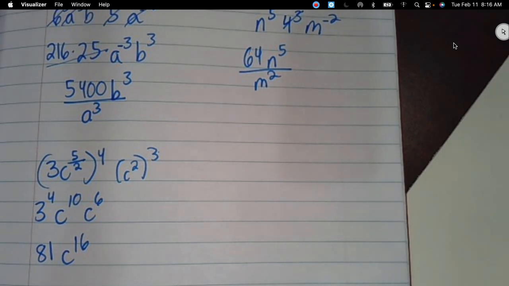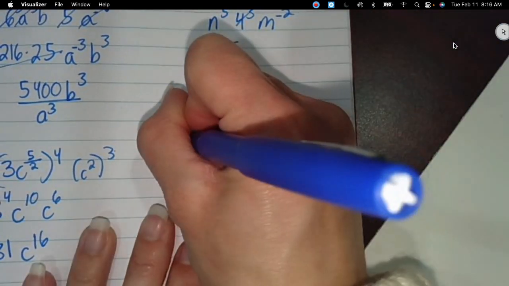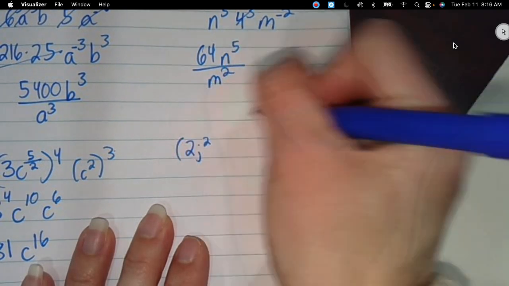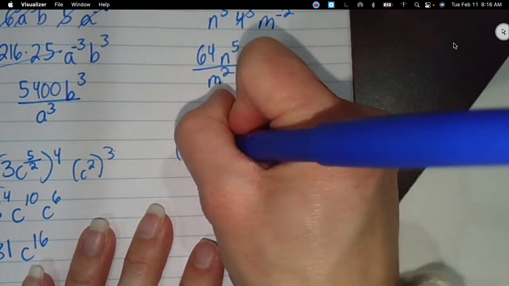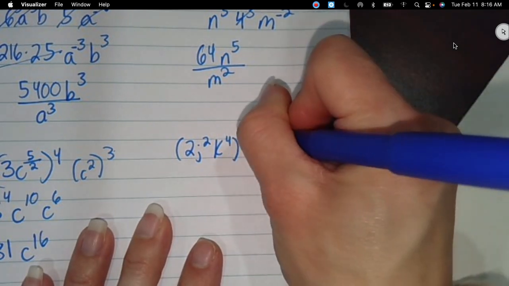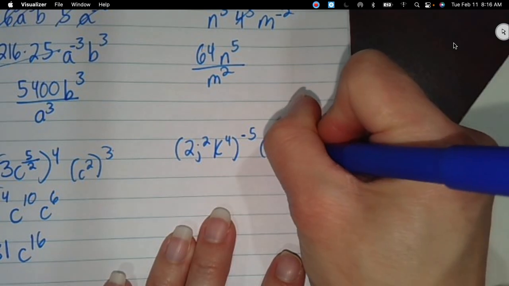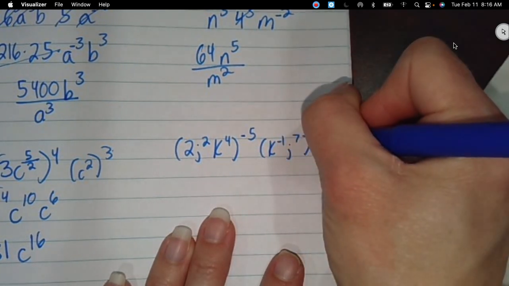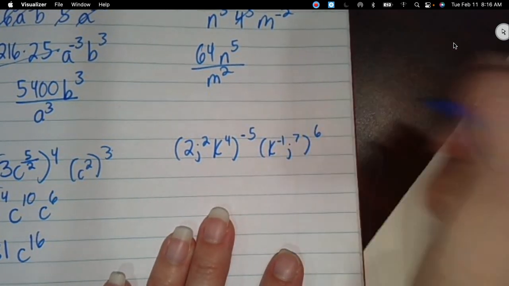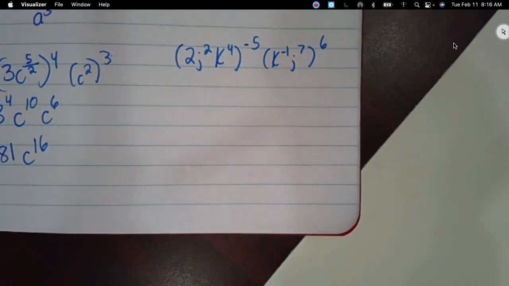All right, this one looks to be as difficult as it gets. So let me go through this one. I just pick a random problem in the book. It's got 2j squared, and then I'll do a word problem as well. K to the 4th to the -5th, k to the -1, j to the 7th to the 6th. There we go. All right, I'm going to raise each of these things to that power.